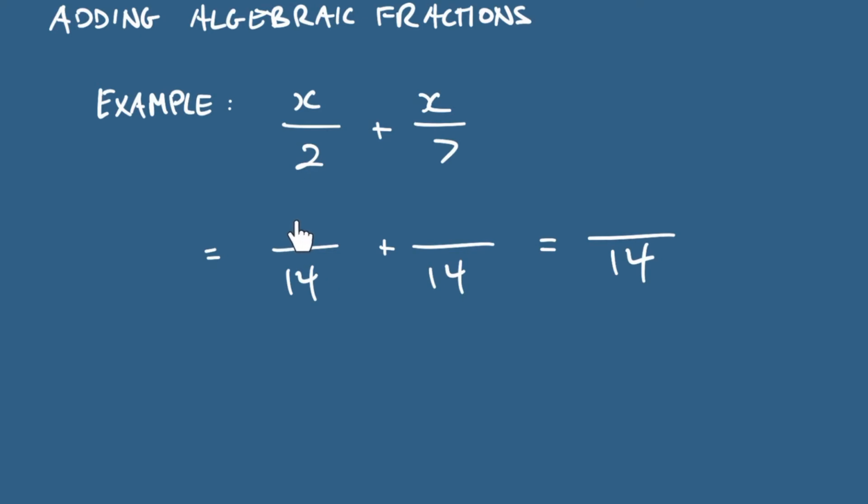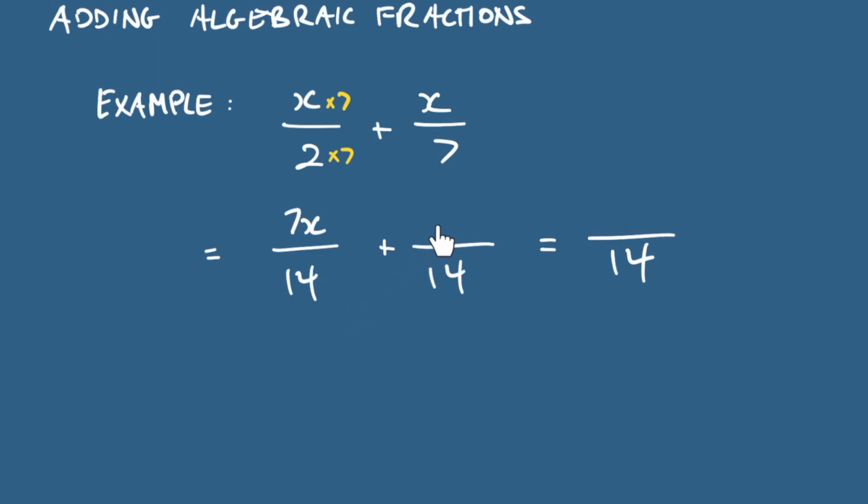But what goes in here? What did I do to the 2 to make it a 14? I multiplied it by 7. Means I've got to do the same with the top. So x times 7 is 7x. So this top now becomes 7x. These two things, x over 2 and 7x over 14, are what we call equivalent fractions.